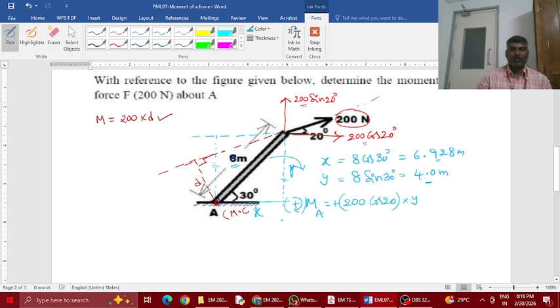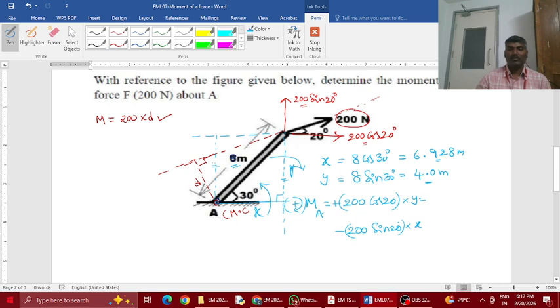Now take this component, y component, 200 sin 20 into what is the distance? Perpendicular distance. This is the line of action, right? From line of action to moment center, what is the perpendicular distance? This is x. Okay, what is the direction? You see, this imaginary line is being rotated like this, anti-clockwise by the force. Okay, so which means it is minus.